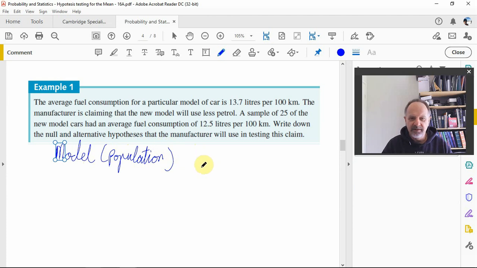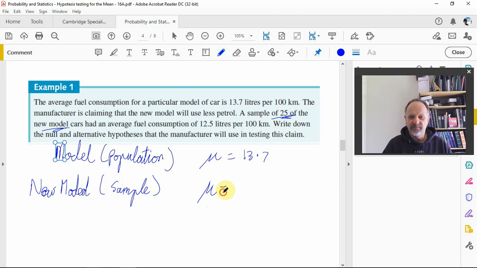All right, the mean there is 13.7 litres per 100 kilometres. Now the new model, where they even use the word sample of 25 of new model cars. So that's our sample. Its mean is 12.5. All right, so write down the null and the alternative.